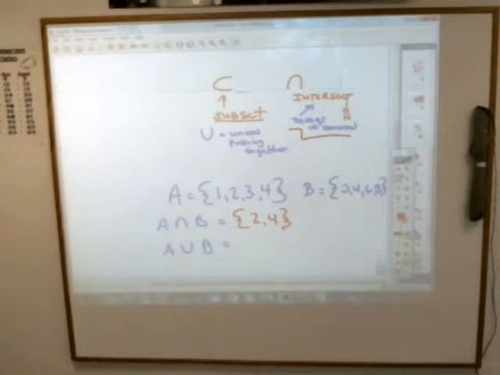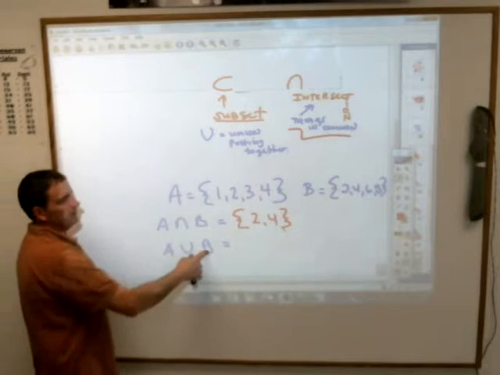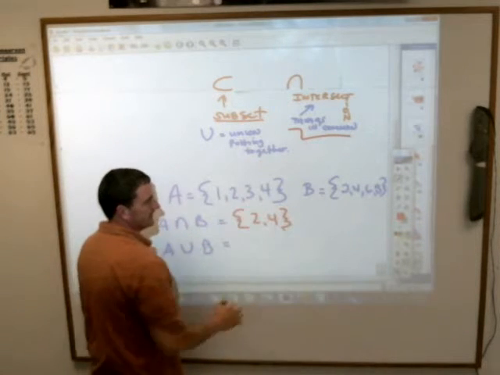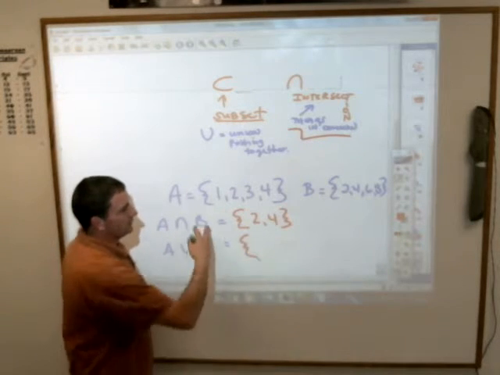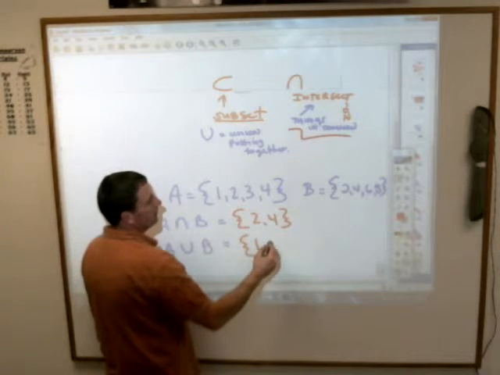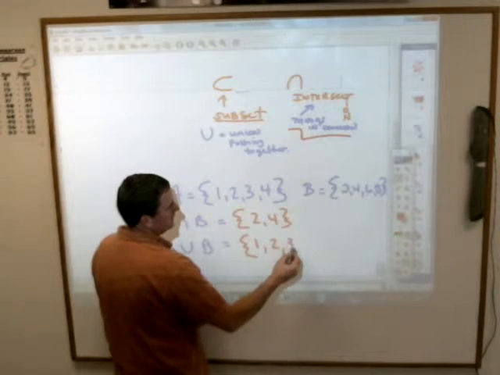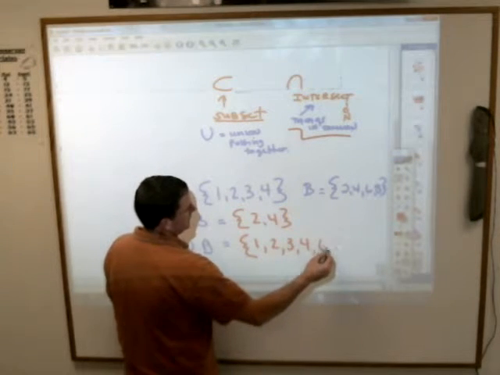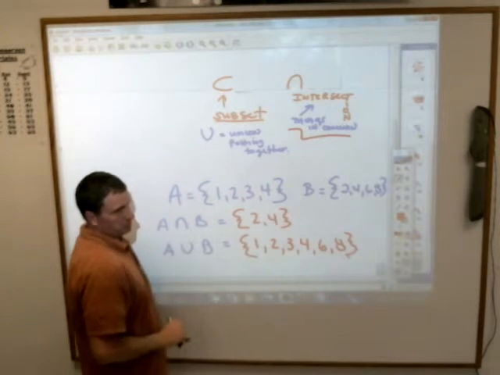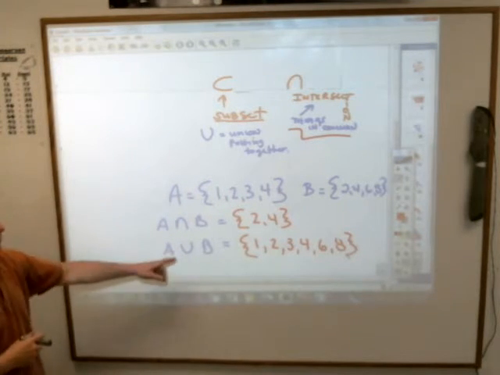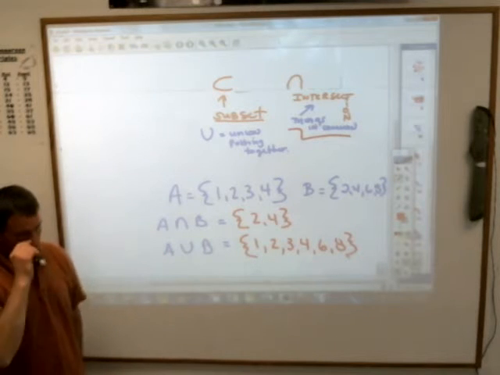The union of sets A and B just means you put them all together. In other words, you put all of the elements of the sets together. So you don't have to repeat the number 2, but it would be 1, 2, 3, 4, 6, and 8. It's combining both sets. That is the union of it, putting them together.